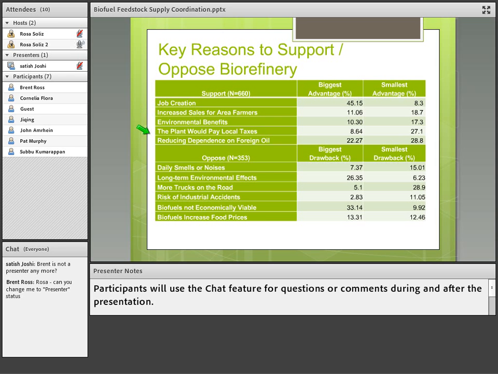And then a second large group, 26%, were opposed because they thought it would be damaging to the environment in the long term. I was a bit surprised that so few people were concerned about the daily smells or noises or traffic kinds of issues, because we've heard a little bit about that from some folks, but apparently that wasn't a major concern from those who responded to the survey.